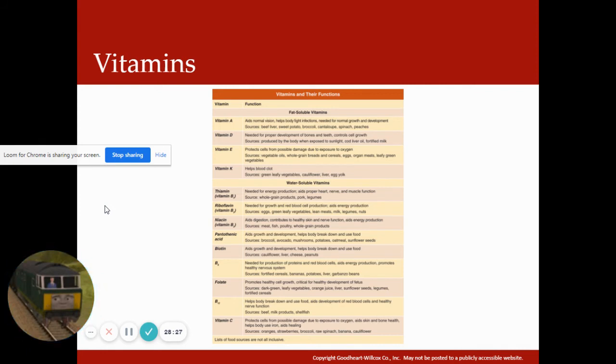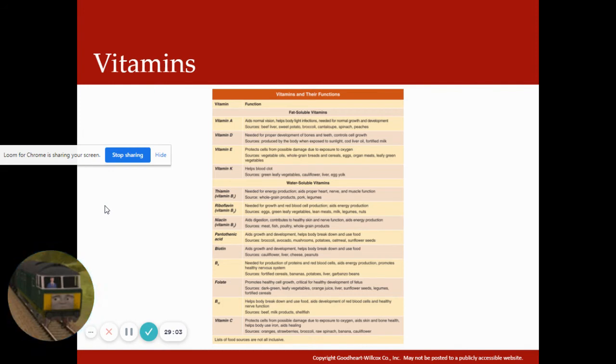Niacin, vitamin B3, aids digestion, contributes to healthy skin and nerve function, and aids energy production. Sources: meat, fish, poultry, and whole grain products. Pantothenic acid aids growth and development and helps the body break down and use food. Sources: broccoli, avocado, mushrooms, potatoes, oatmeal, sunflower seeds.